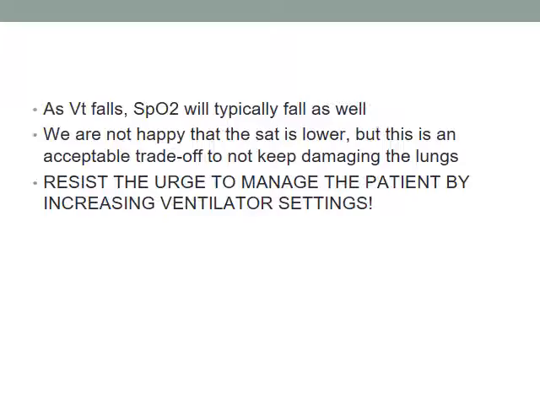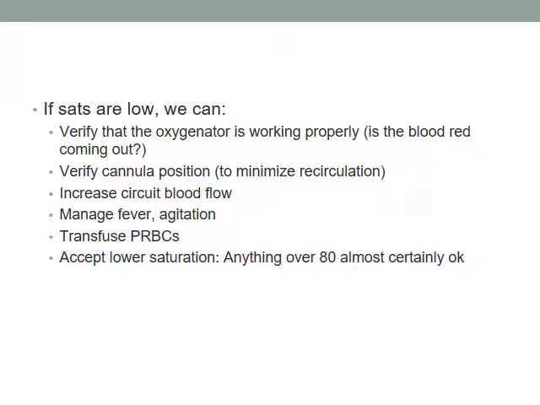Now the sats are low. We can make sure the oxygenator is working. Is the blood red coming out? If it is, your oxygenator is working. Verify cannula position to minimize recirculation. Increase circuit blood flow, although doing that too much may just increase recirculation. Manage fever, manage agitation. If they're badly anemic, transfuse. And accept lower sats. Anything over 80 is almost certainly okay, sometimes lower.